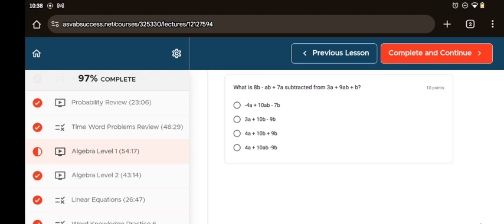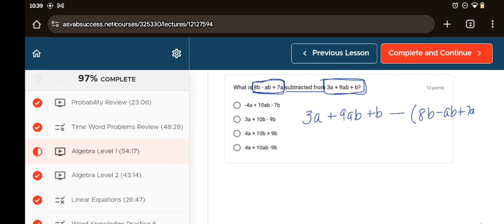All right, let's go ahead and do this question together. So it says, what is 8b minus ab plus 7a subtracted from 3a plus 9ab plus b? So what's tricky here is this part, subtracted from. This means that we are taking this away from this. So even though this one is first in the question, this one will go first. So it'll be 3a plus 9ab plus b minus everything else. Okay? Now, this minus, we treat like a negative 1, and we distribute to everything behind.